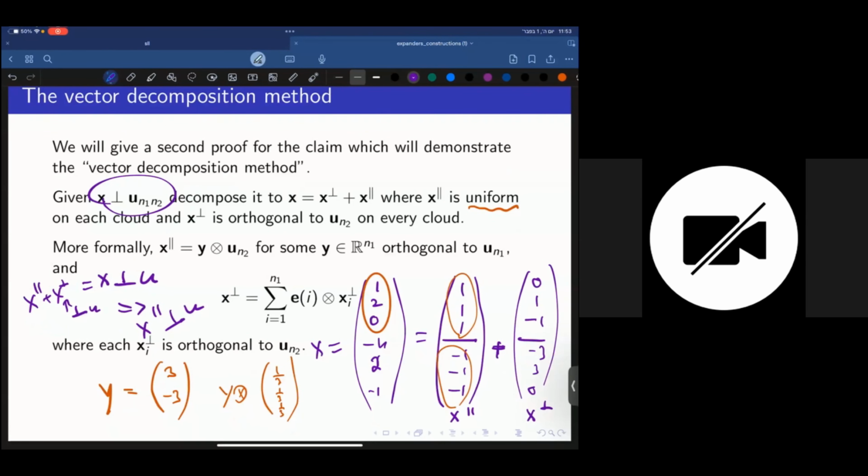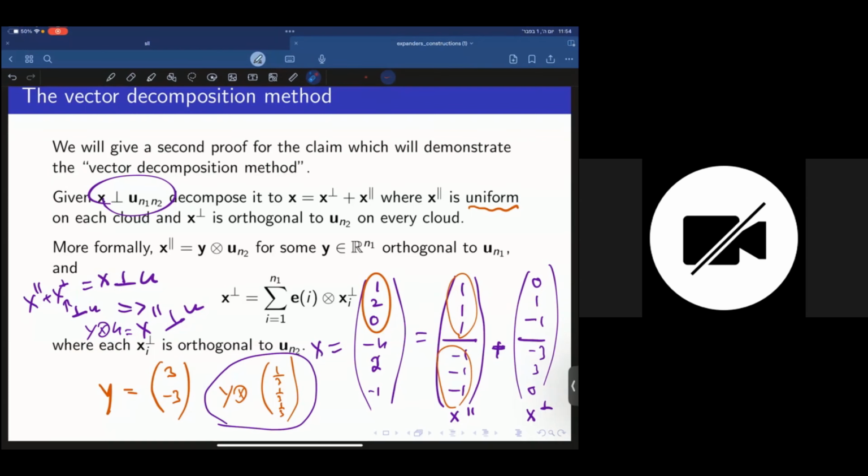But the information really lies in y, because x parallel is this thing. X parallel is y tensor little u, u and n2. But wait, if you subtract an orthogonal vector from some vector, the uniform vector, you get another orthogonal vector? Yes, that's what I'm saying here.